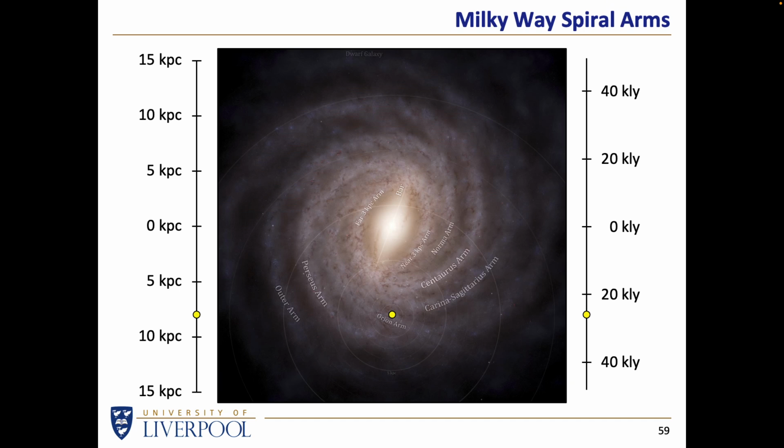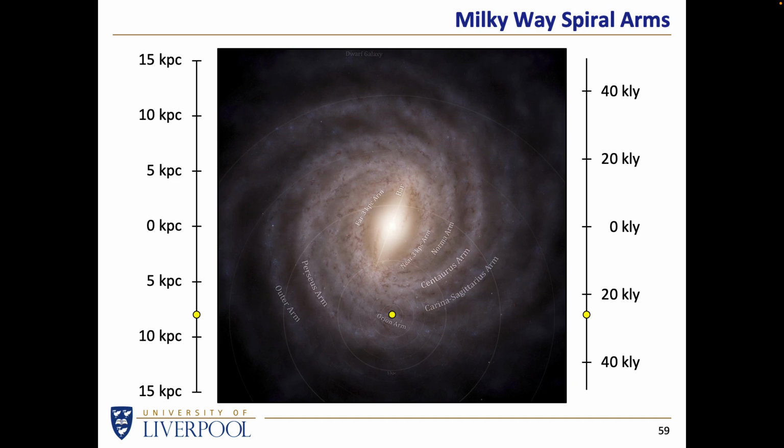Let's remind ourselves what our Milky Way actually looks like. This is where we are relative to the center. We're about 8,000 parsecs or 25,000 light years from the center. So there's us in the Orion arm. It used to be called the Orion Spur. Somehow it got an upgrade. It's now the Orion arm of the galaxy.